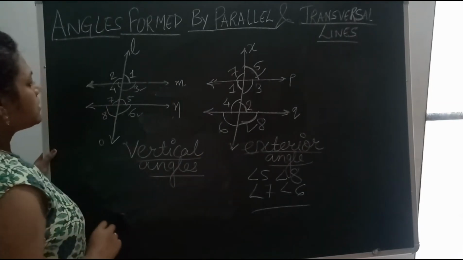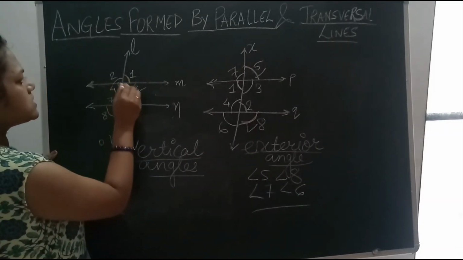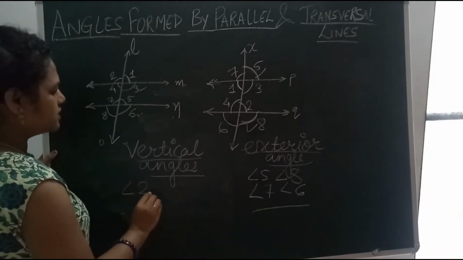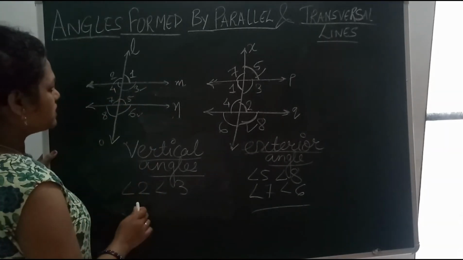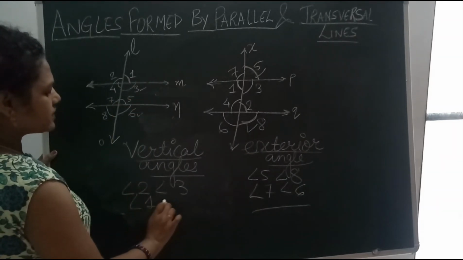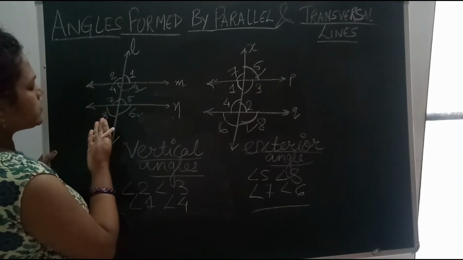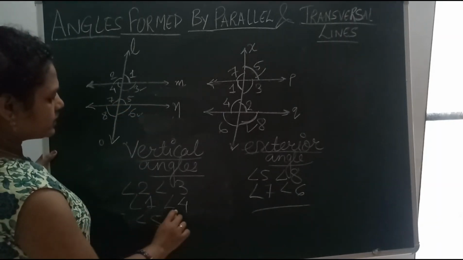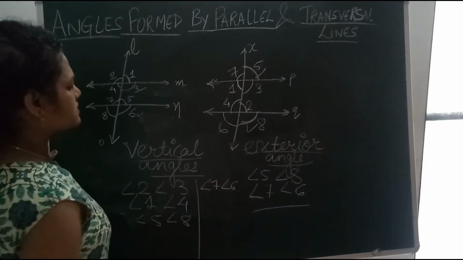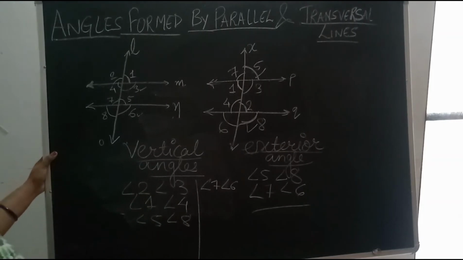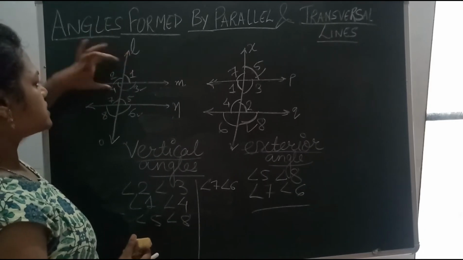Vertical angles. In these, friends, vertical angles means angles which are equally opposite to each other. That is your angle 2 and angle 3. Angle 2 is vertically opposite to angle 3. Then angle 1 is vertically opposite to angle 4. In this way we can say angle 5 with angle 8, angle 7 with angle 6. Like this, vertical angles means opposite to each other.